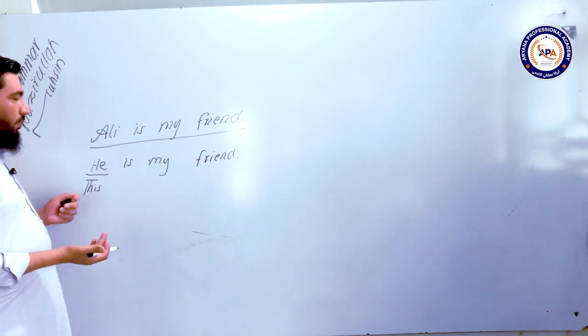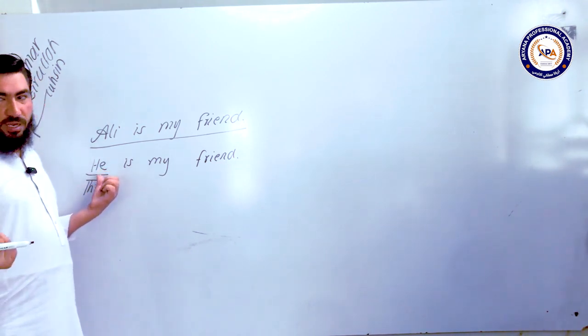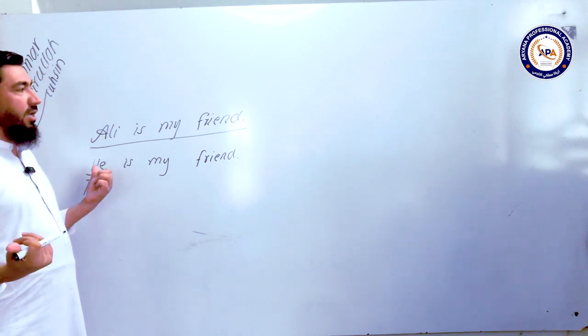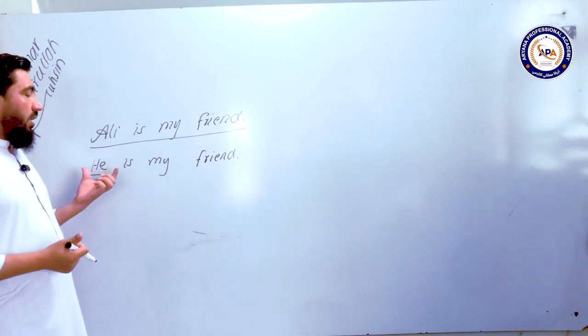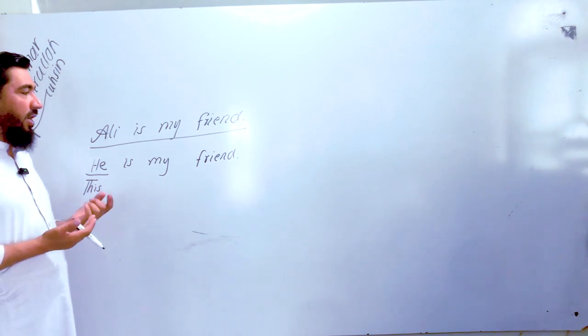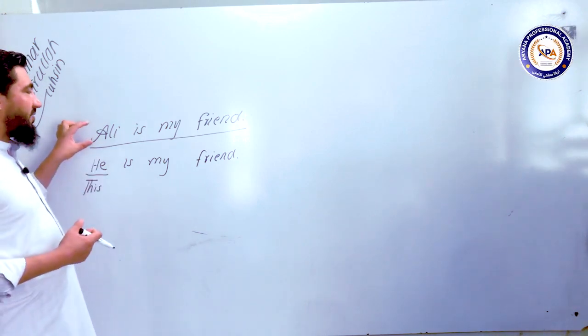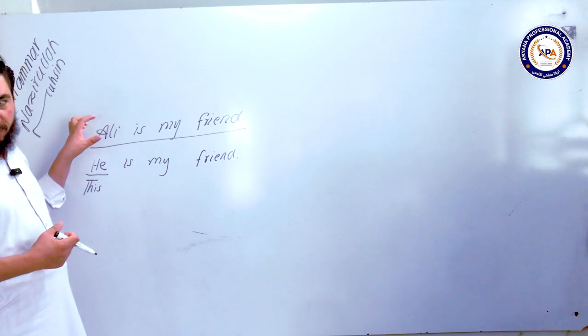Ali is sitting with you. Then you said, this is my friend, right? Or he's my friend. But if Ali is not here and you want to introduce him to someone, then using he or this would be incorrect because he's not here to use he for him. People will not know whom you are talking about. That's why you have to use Ali is my friend as a first sentence.